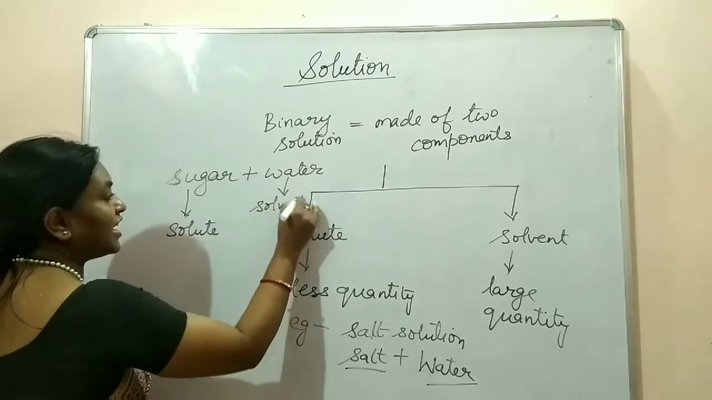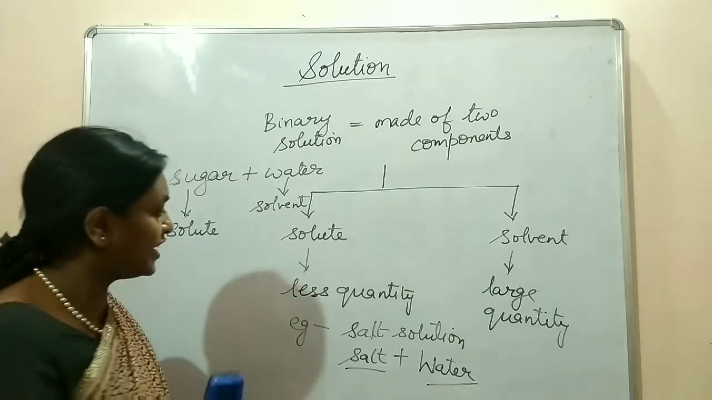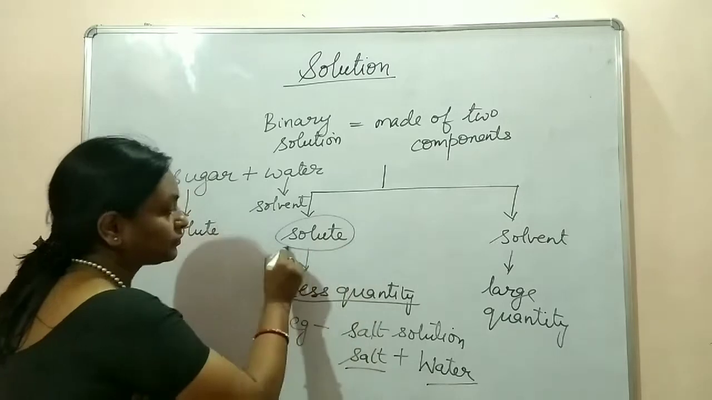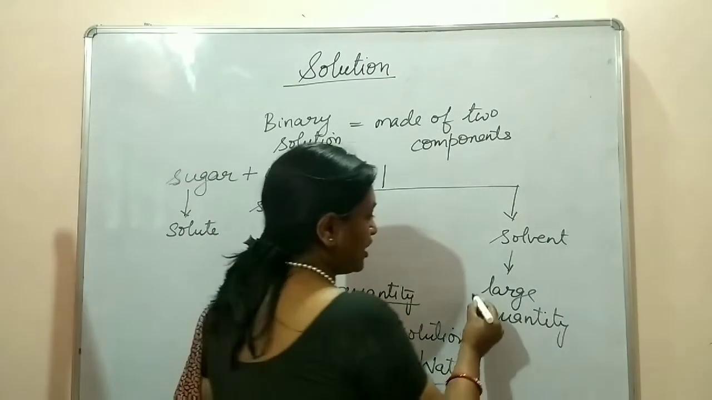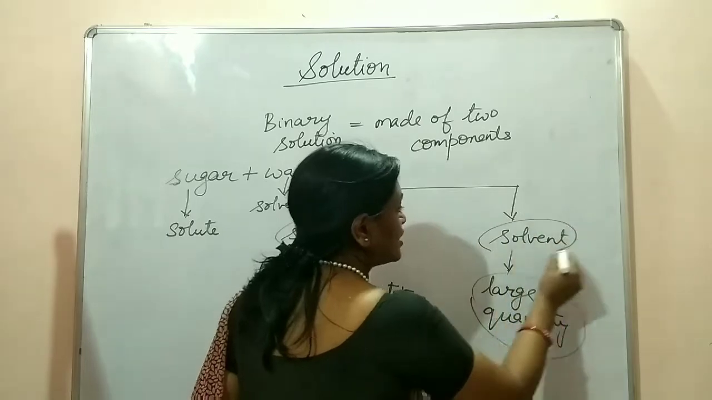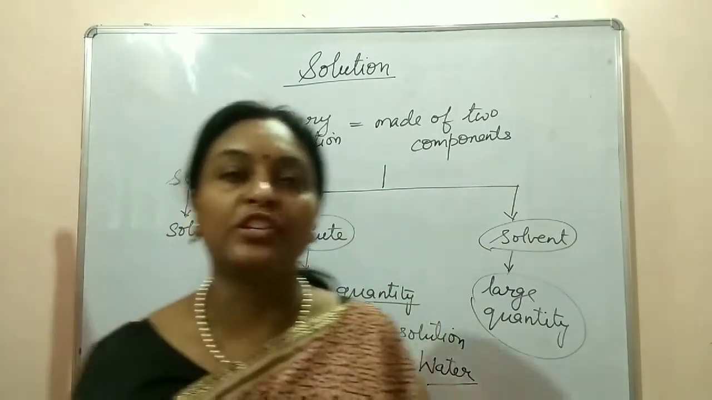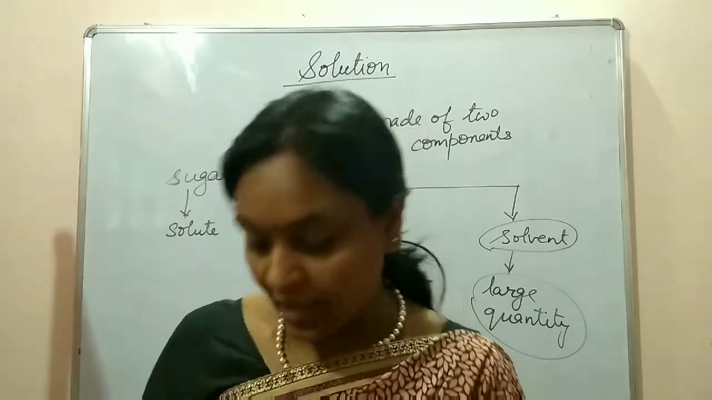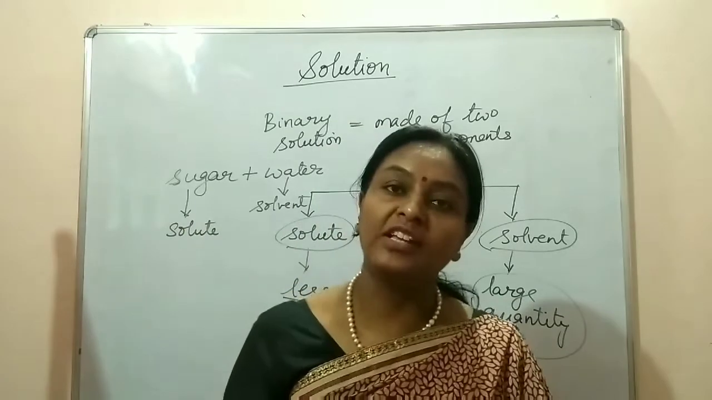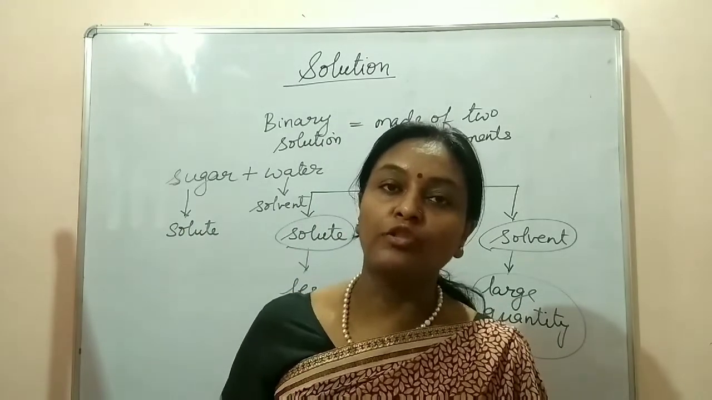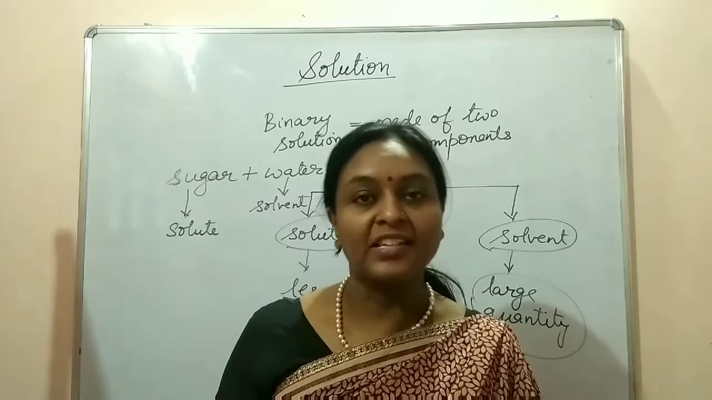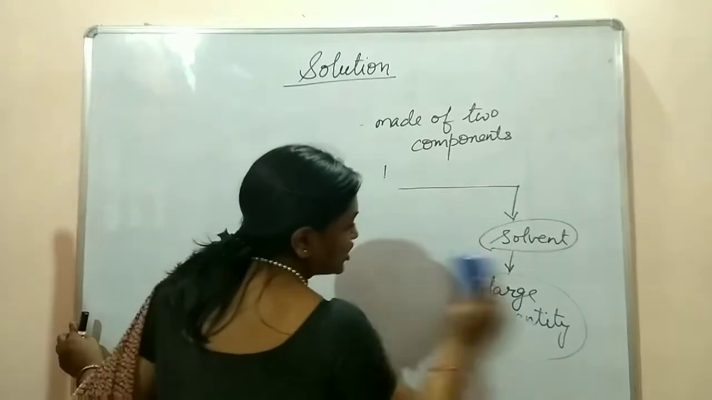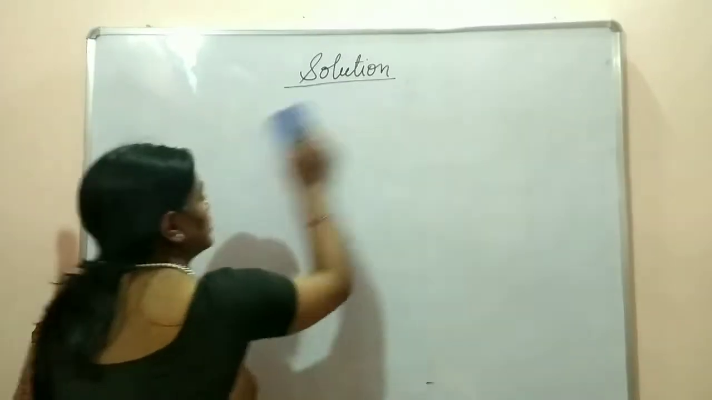So what is the criteria for deciding what is solute and what is solvent? It is the quantity. If it is less in quantity, it will be solute. If it is more in quantity or large in quantity, it will be known as solvent. So a binary solution is made up of two components, solute and solvent. Now we will see how a solution is classified as true solution, colloidal solution and suspension. So we will discuss that. We will be differentiating between the three types of solution.